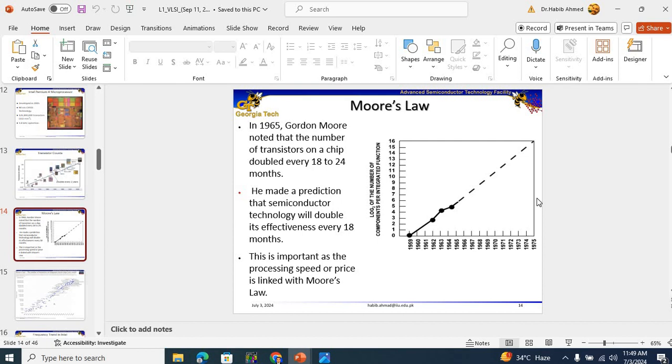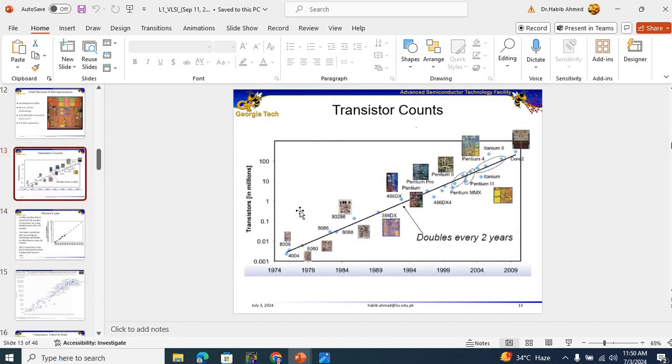So Gordon Moore in 1965, with the help of 45 data points, predicted that the number of transistors on the same size chip doubles once every 2 years. And this trend has been continuing until now. Scientists and engineers are trying their level best to keep up the same trend, that is to double the number of transistors on the same size chip once every 2 years.